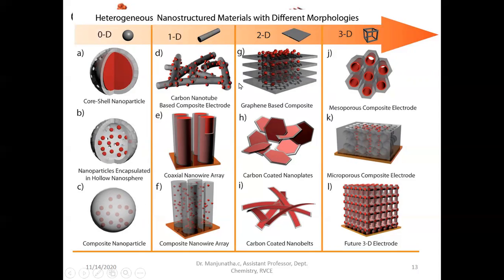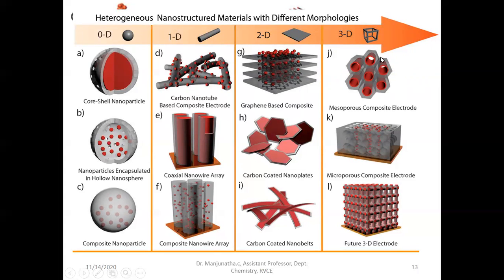1D is greater than 100 nanometers in one dimension. Even then, you can have small particles aggregated inside. This is a carbon nanotube filled with some other material. This is a 1-dimensional material. Okay, this is how they look. And 2D materials look like graphene sheets and plates, carbon-coated nanoplates, carbon-coated nanobelts, etc. They're all considered 2D materials.